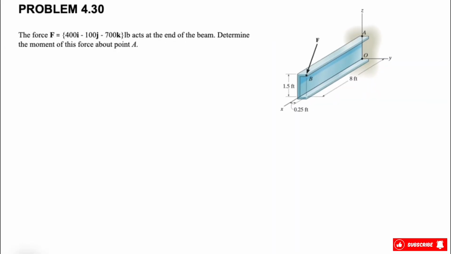Welcome back. Today we're going to be solving a question for finding the moment in three-dimensional questions, and we have a force F that has ijk components, and we need to find the moment of this force about point A, which is the top of the beam on the Z axis.